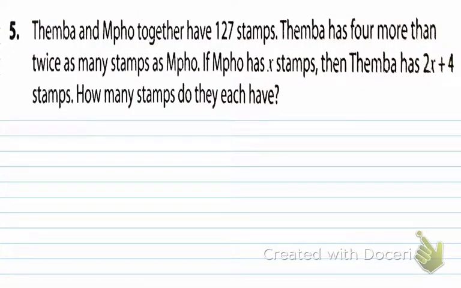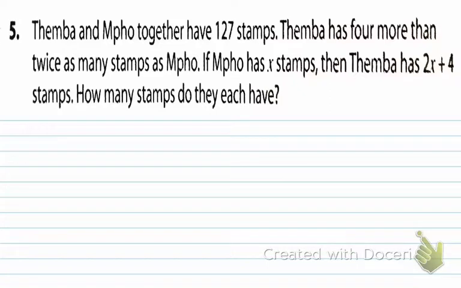Okay, question 5, this is a word sum. Temba and Mpo together have 127 stamps. Temba has 4 more than twice as many stamps as Mpo. If Mpo has x stamps, then Temba has 2x plus 4 stamps. How many stamps do they each have? Okay, so we can write this as a linear equation.